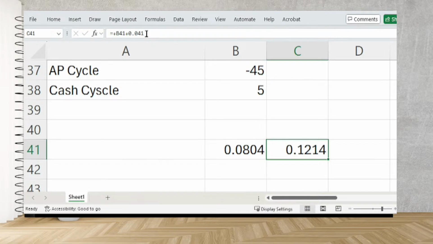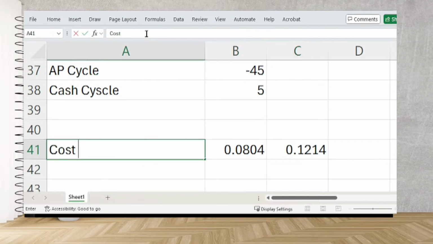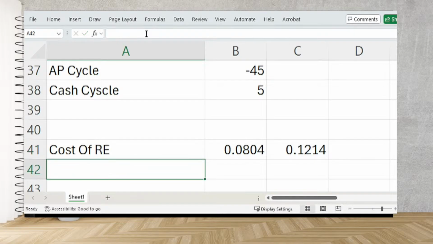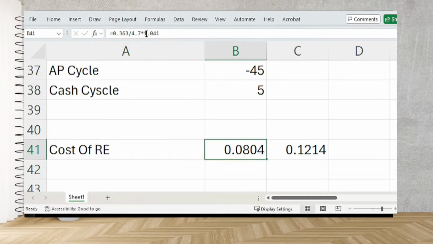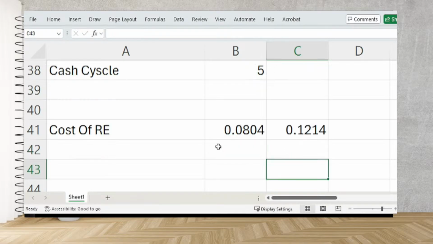That is basically the cost of retained earnings. How did I calculate this? Because I know the market value, I know the dividend. We need to increase the dividend for 1 year. Okay, so we need to calculate D1, and that's why I did 0.363 multiplied by 1.041 and then divided by the current market price. So that will give me whatever the dividend rate may be, and then I added the growth rate, and this becomes the cost of retained earnings. So 12.14% is my cost of retained earnings.